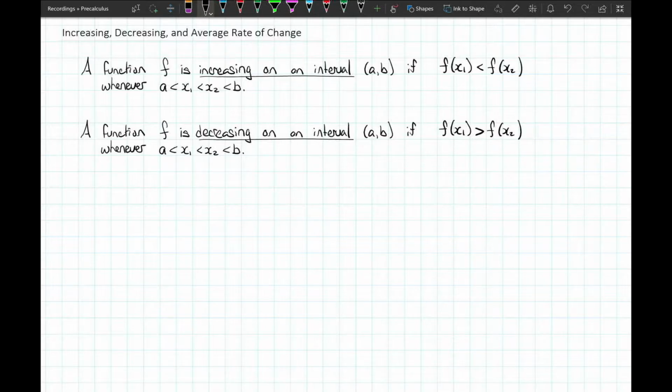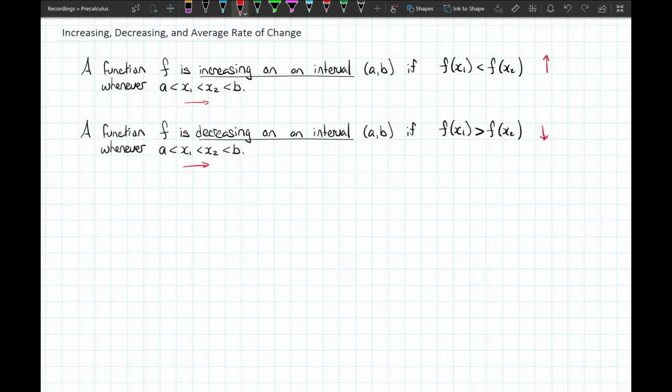If a function is decreasing on an interval, f of x1 is greater than f of x2 whenever x1 and x2 are between a and b, with still x1 less than x2. The important order here is that x1, x2 are going from left to right inside this interval. But the y values for increasing are going from smaller to larger, and going from larger to smaller for decreasing. But we're always talking about increasing or decreasing as we travel towards the positive x-axis.